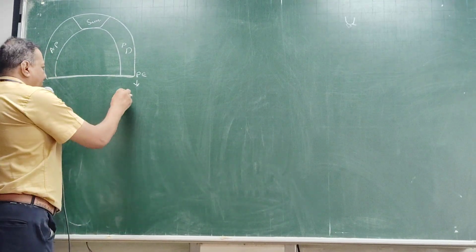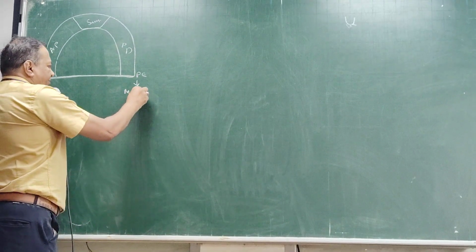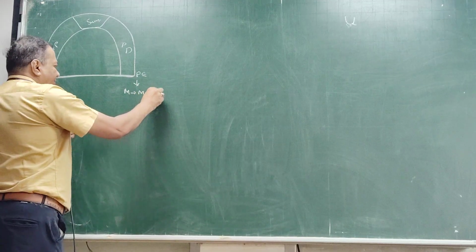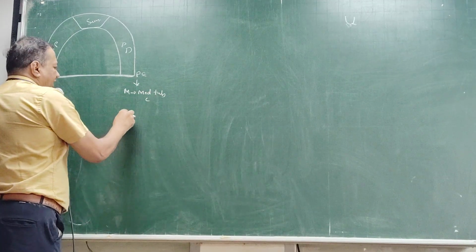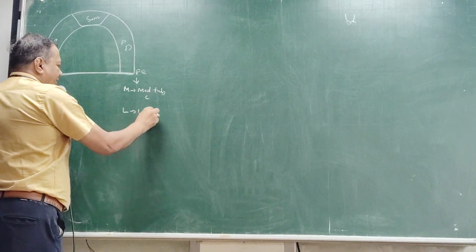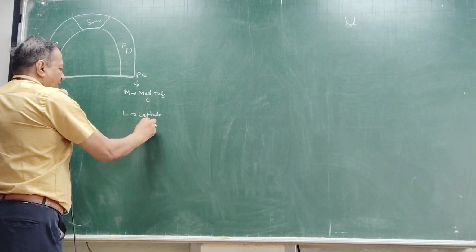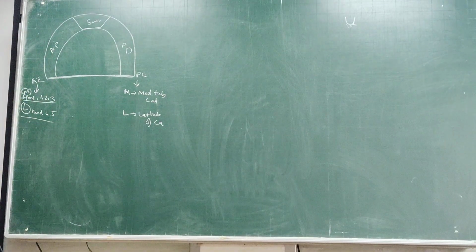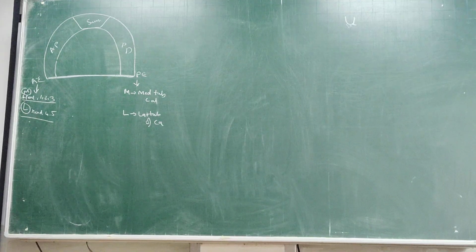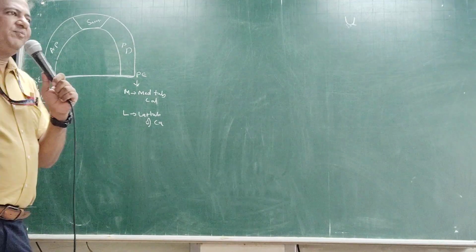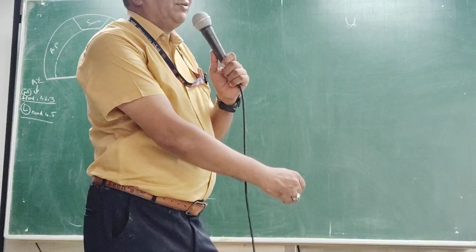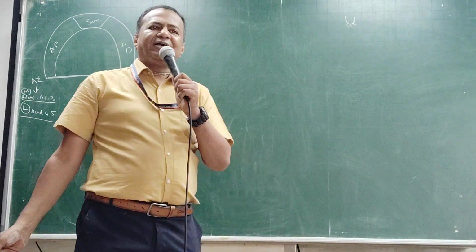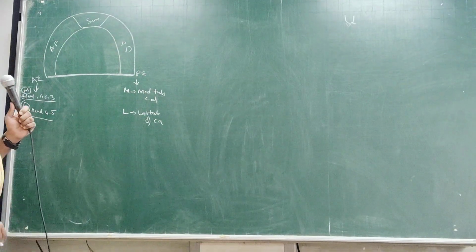Posterior end for the medial longitudinal arch is formed by the medial tubercle of calcaneum, and for the lateral arch it is formed by the lateral tubercle of calcaneum. So posterior end बहुत easy है, anterior end बहुत easy. Anterior end is head of metatarsal 1, 2, 3, 4, 5. Medial tubercle of calcaneum, lateral tubercle of calcaneum.